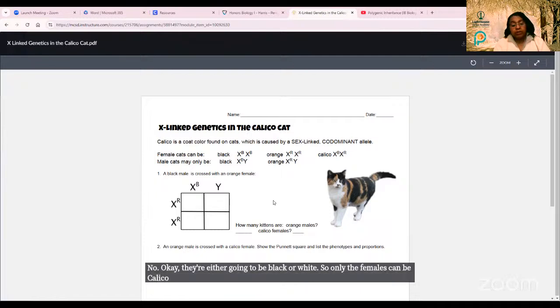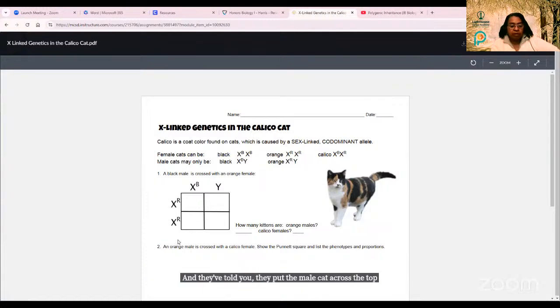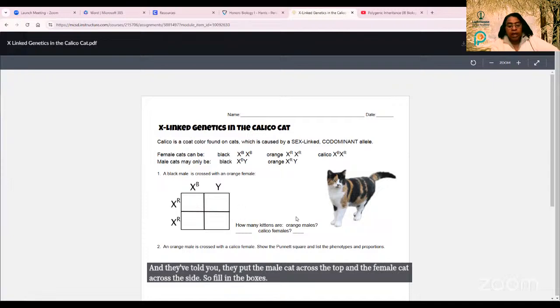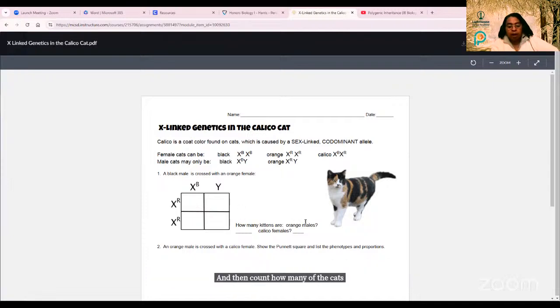All right, so what you got to do, the first one, everybody download the worksheet. On the first one, they've drawn the box for you and they've set this up and they put the male cat across the top and the female cat across the side. So fill in the boxes and then count how many of the cats are orange males, how many are calico females. Notice they didn't ask you how many black cats. So fill in the boxes and then analyze.